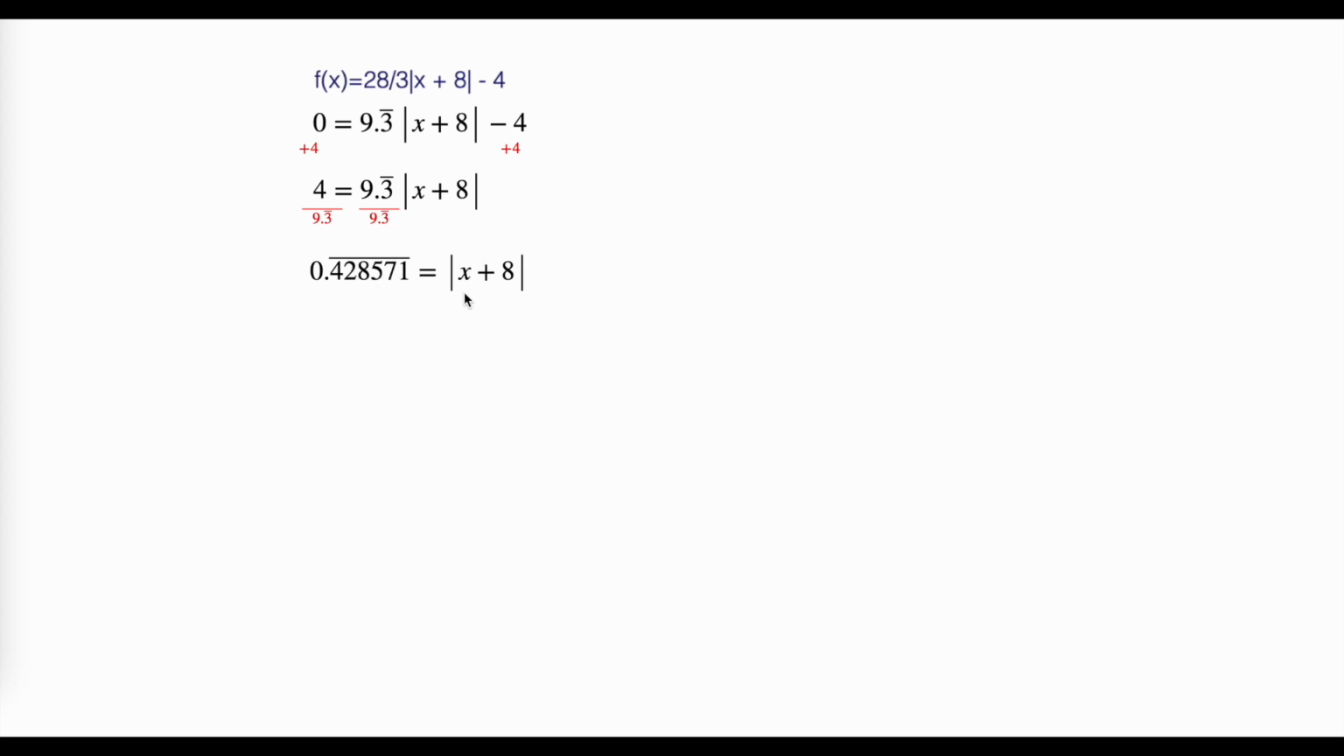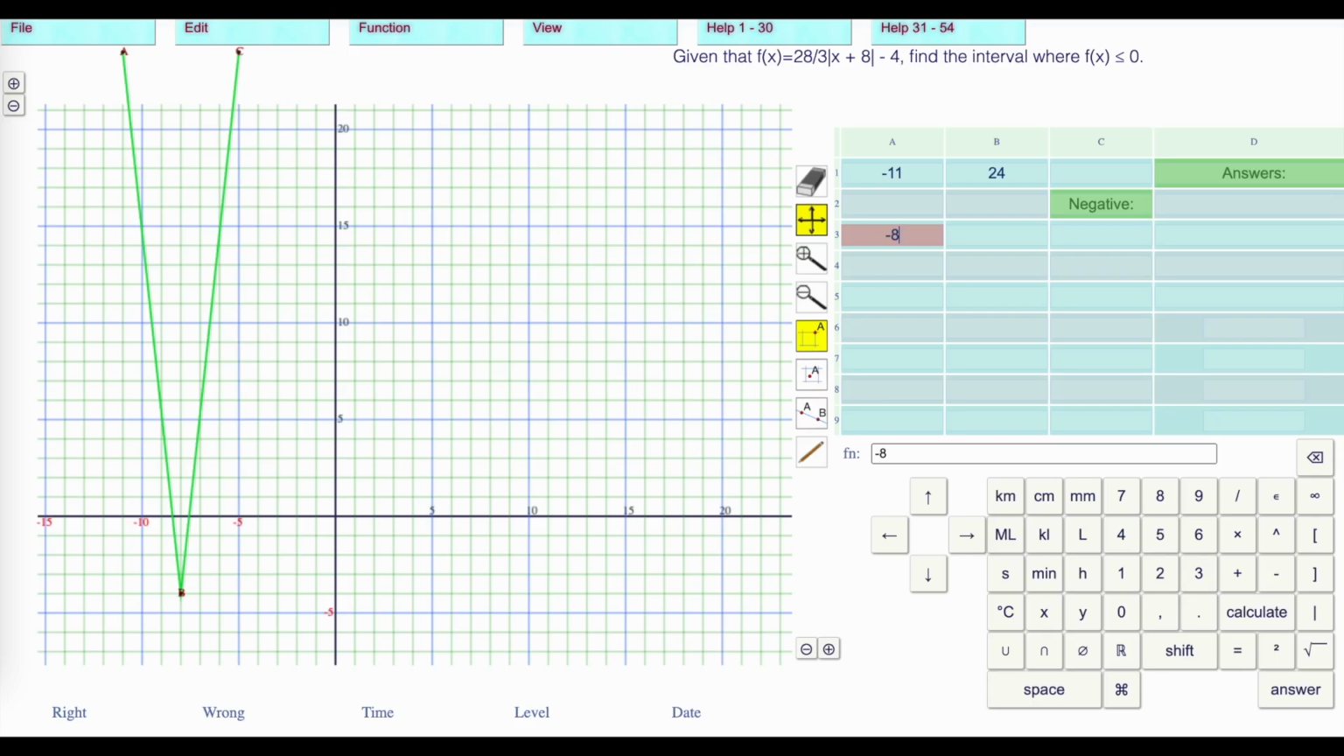0.428571 repeating is equal to the absolute value of x plus 8. When we take the absolute value, it is positive 0.42857. The thing inside the bracket could have started off being positive 0.42857, or it could have been negative 0.42857 repeating. We put a plus and minus in front of it when we remove the absolute value brackets. Then I want to get the x alone. The 8 is stopping that, so I'm going to subtract 8 from both sides. That gives me x equals -8 plus or minus 0.428571 repeating.